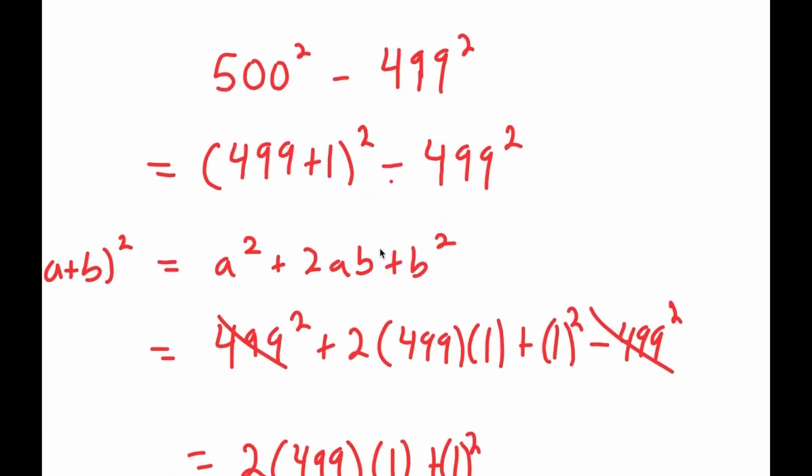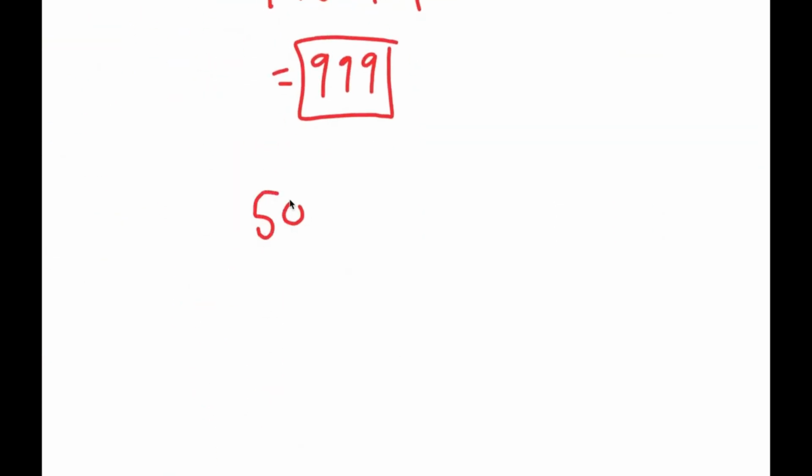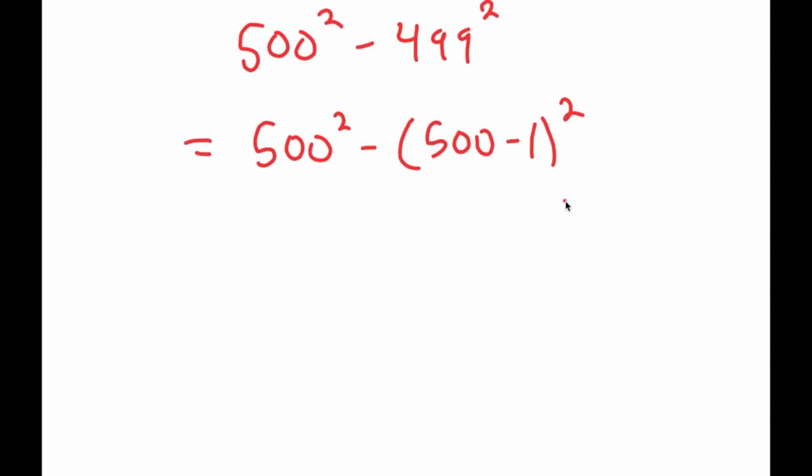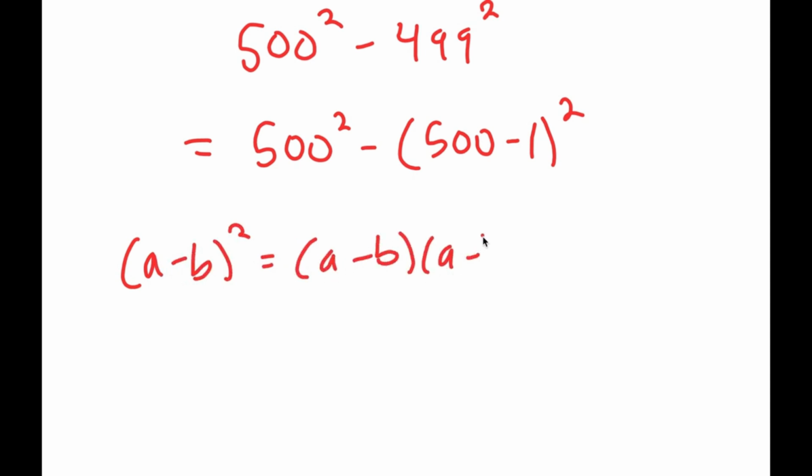Now I actually have another method of solving this. So I have 500 squared minus 499 squared, and this time I'm going to rewrite this as 500 squared minus 500 minus 1 squared. Now, if I have something in the form a minus b squared, this is equal to a minus b times a minus b, which is equal to, if I factor this out, a squared minus 2ab plus b squared.